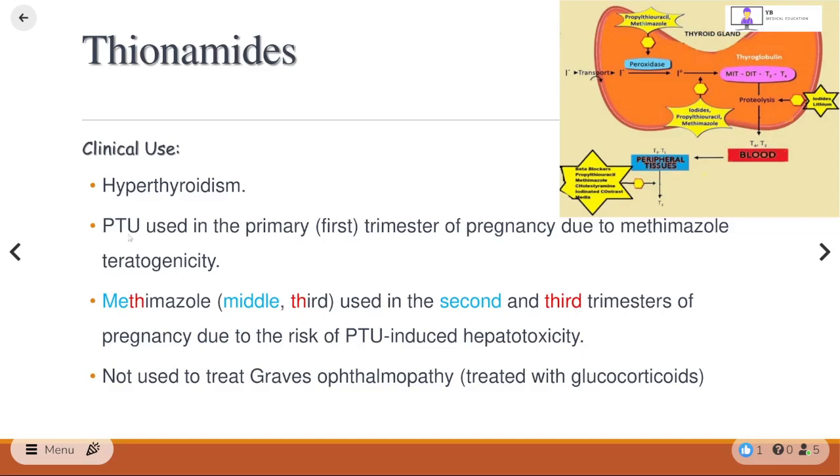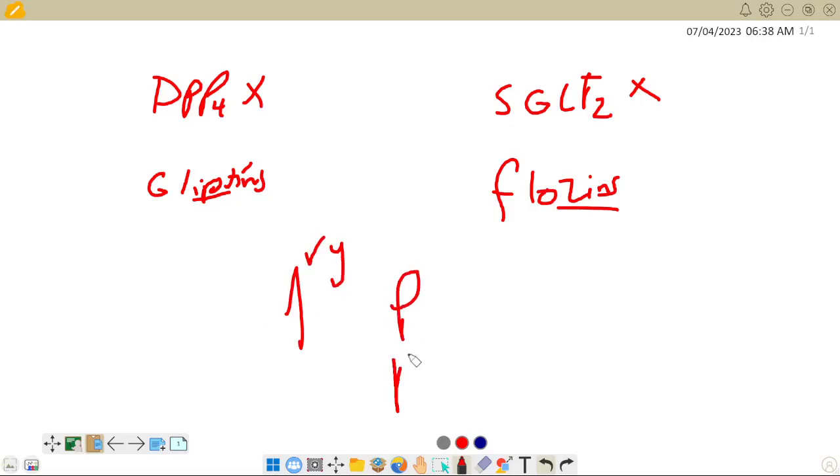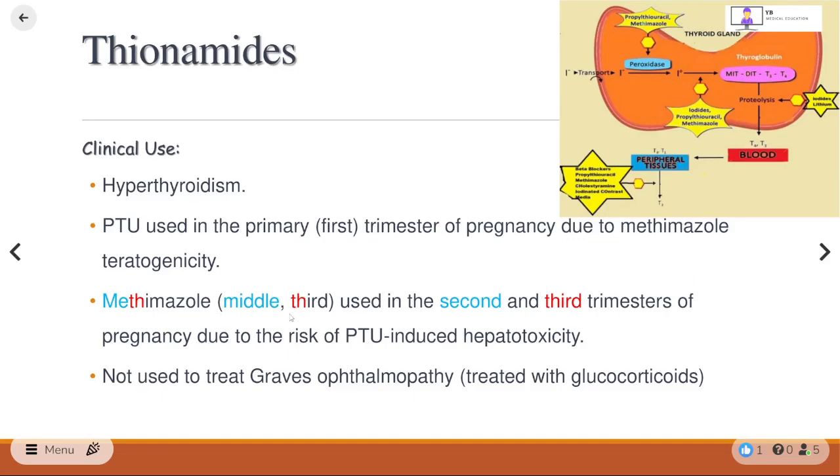Okay, so PTU: primary, pregnancy, or first trimester, right? We usually write primary like this. So P for P: propylthiouracil and primary, right? So first trimester. And methimazole, middle and third. Middle means the second trimester, and third is the third trimester. And here you have methimazole, middle and third. Okay, so it's pretty easy to remember.